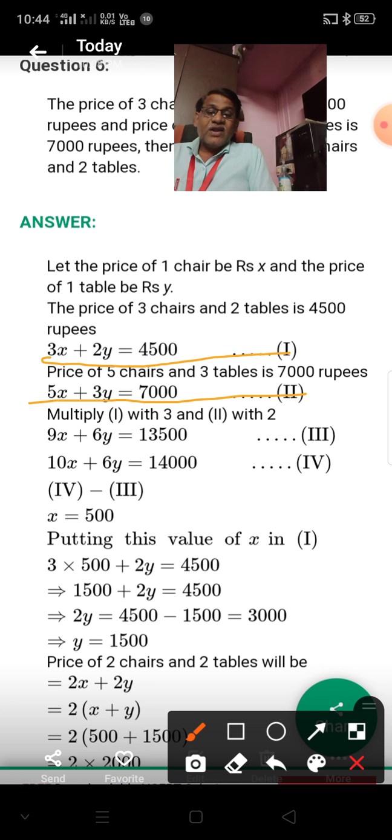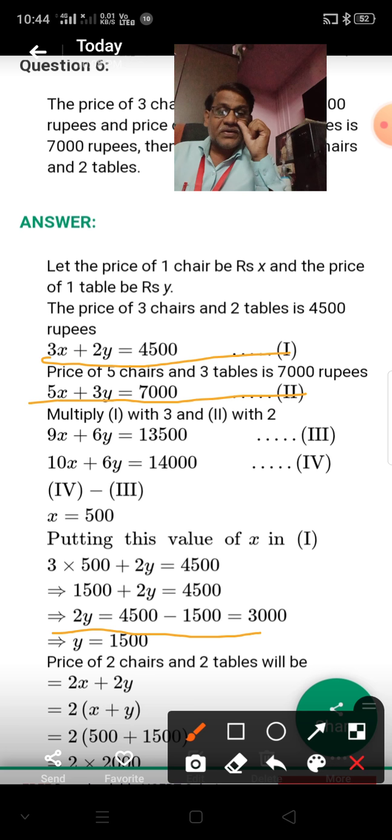So 1500 plus 2y is equal to 4,500. Therefore 2y is equal to 4,500 minus 1500, which is equal to 3,000. It means y is equal to 1500. y is equal to 1500 means the price of 1 table is 1500.